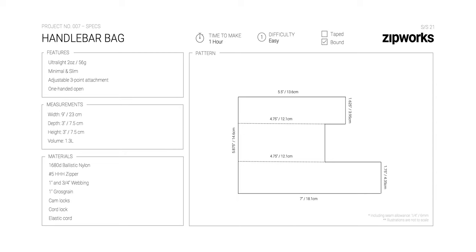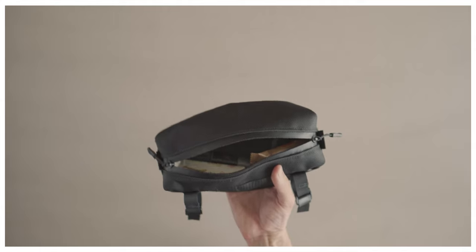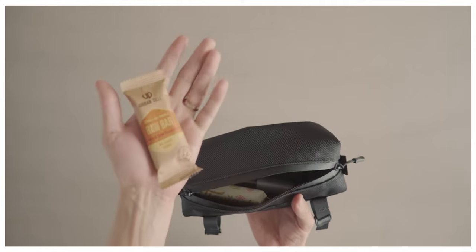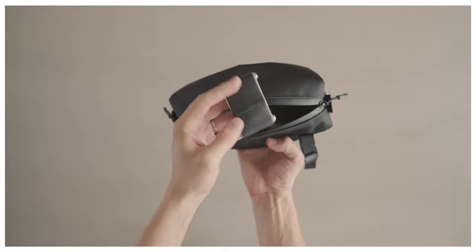In terms of size, I've made this one slim and aero. It's 3 by 3 by 9 inches, which works out to a volume of about 1.3 liters. Just enough for a few bars and maybe a couple of tools.